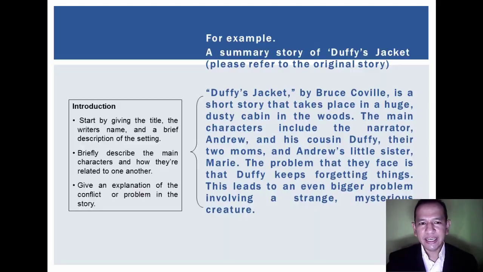Okay. Next, for example, for the introduction, a summary of the story of David's jacket. Take a look at the left box on your screen. For the introduction, start by giving the title, the writer's name, and a brief description of the setting. Briefly describe the main character and how they are related to one another. Give an explanation of the conflict or the problem in the story.